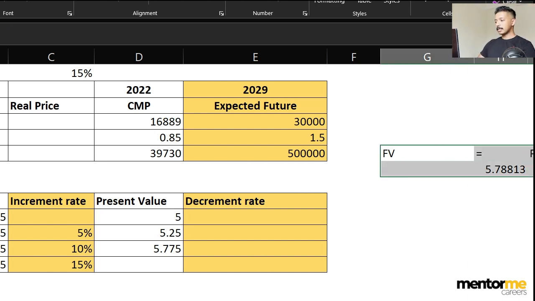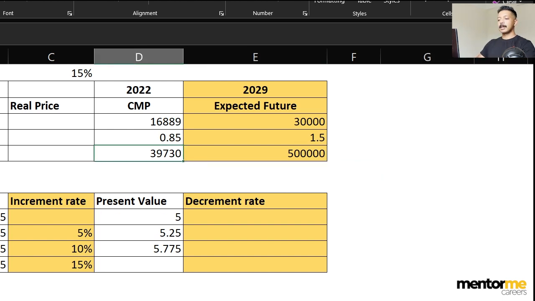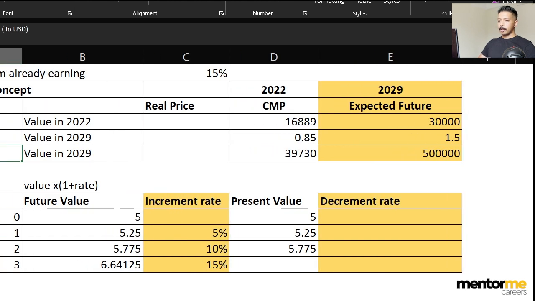But of course, these singular calculations don't really happen in modeling because every year the increment and the decrement rate can be different. Usually in the increment rate, not really in the decrement rate, because decrement rate we're trying to discount. The process of finding the present value from the future is called discounting. And if you are increasing, then you call it compounding. That's all that is happening.